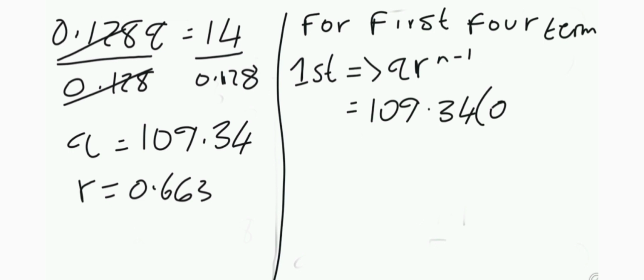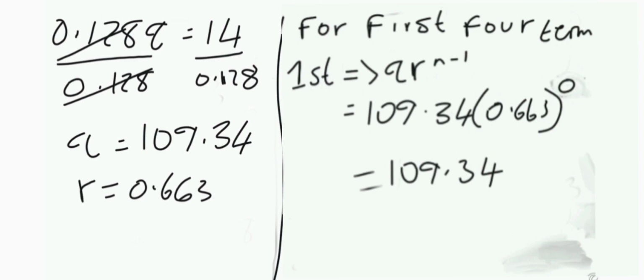It's 0.663 raised to power what? 1 minus 1, which is 0. So 0.663 raised to power 0 will give us what? 1. And 1 times 109.34 will still give us 109.34, because 1 multiplied by any number will still give us that same number. I hope you understand what I'm saying. So the answer is 109.34 for the first term.